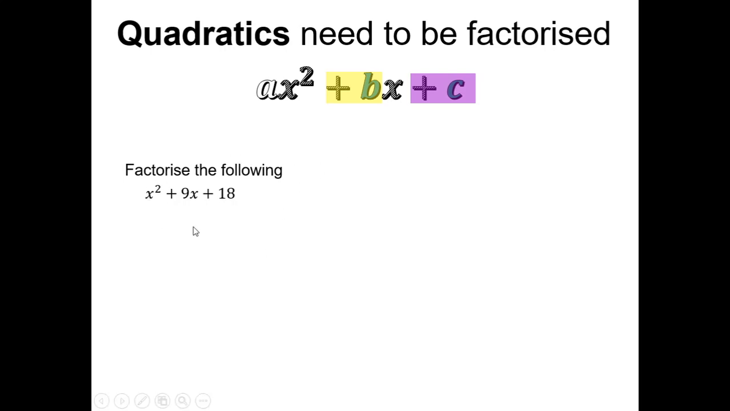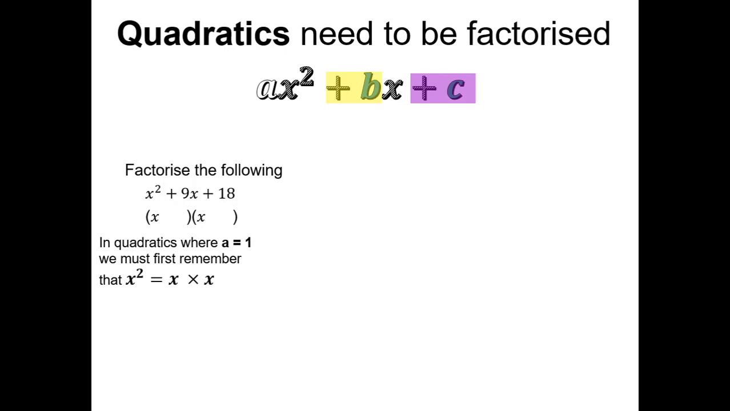Here's a quadratic. I've got an x squared term, an x term, and a number term. And I want to write that in the format of a bracket times a bracket. First thing to remember, what's going to make this easy for us, is that a is equal to 1 here. There is no number in front of that x squared. And I know that x squared is the same thing as x times x. So I start with my brackets. X in one bracket, x in another bracket.